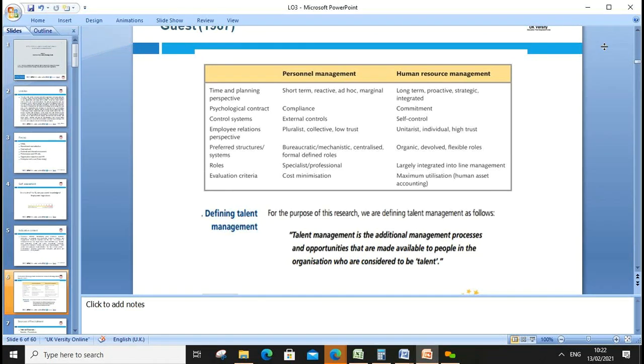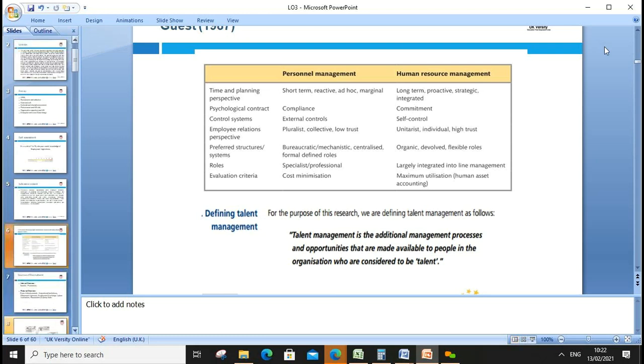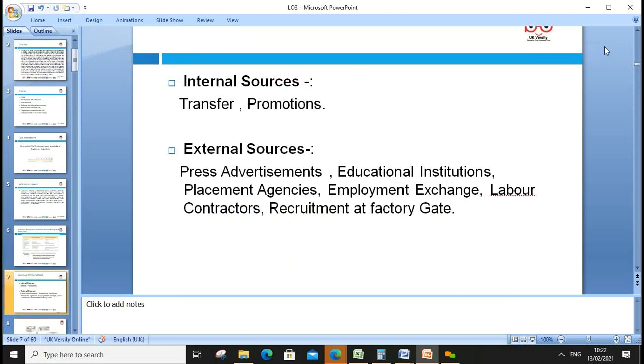Second, we need to manage talent management. It implies you have to manage the talent, you carry on training and keeping the workers. We discussed previously training and development. Training is short term, development is long term. So we always need to look at talent management, an additional management process where opportunities are made available to the people in the organization who are considered to be talent. That is crucial to the organization's success.